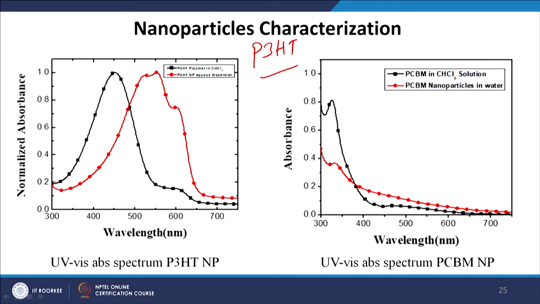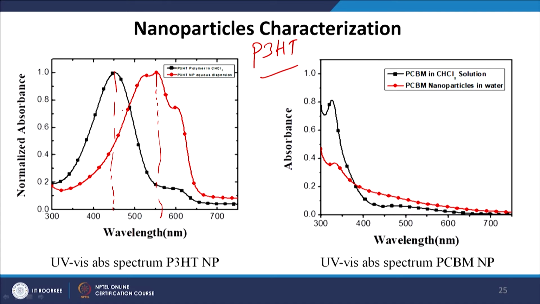So for the polymer you can see this black curve is its absorption spectrum, but when you make a nanoparticle in aqueous dispersion, you get this red graph as its absorption spectrum. So what is the difference between the two? There is a peak shift. The maximum absorption for the polymer happens around 450 nanometer, but here the maximum absorption happens around 550 nanometer. So there is a huge peak shift, and you also see the nature of the peak distribution is different in these two cases.